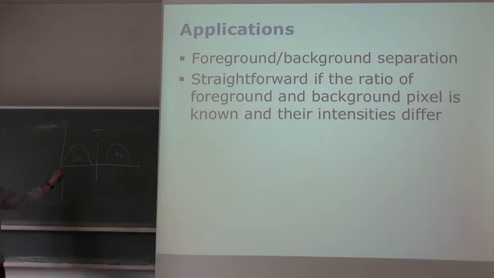I can also do that if I, for example, know the ratio between foreground and background pixels, and they don't overlap each other. I can also find this value T by just starting here, increasing the value until I reach the known ratio, and then I have them separated.